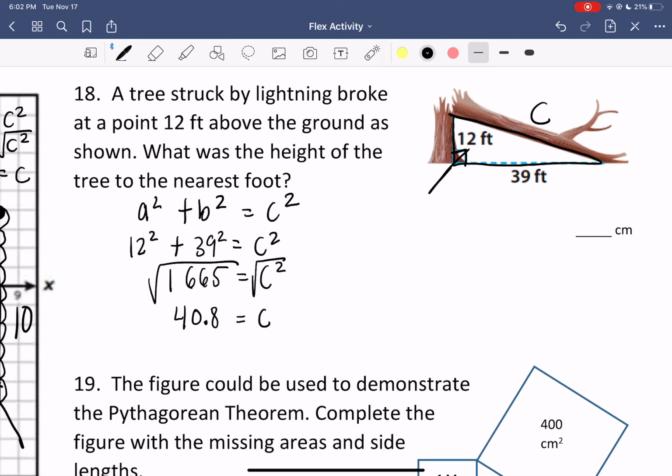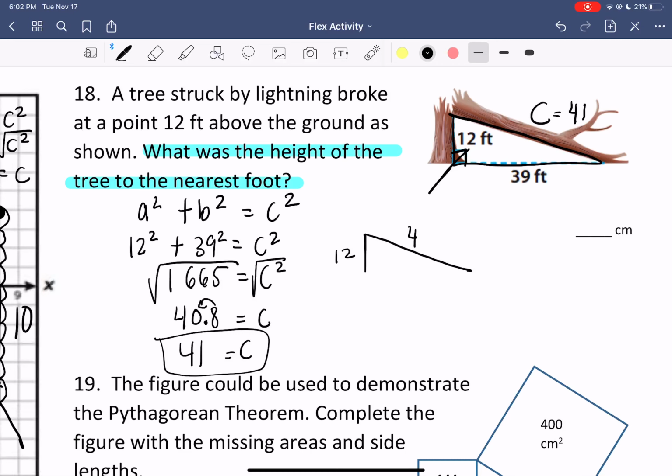So that is what c equals, 40. Oh, so it says to the nearest foot. So this is going to round up. So we actually have c equals 41 when rounded properly. So this is 41. But the question says, what was the height of the tree to the nearest foot? So we know that if we were to stand this up, so we have 12 foot here, and the tree was broken, so we have 12 feet here, and we have 41 feet here.